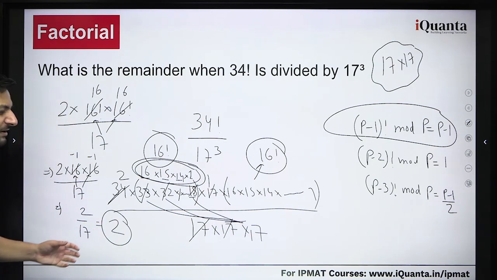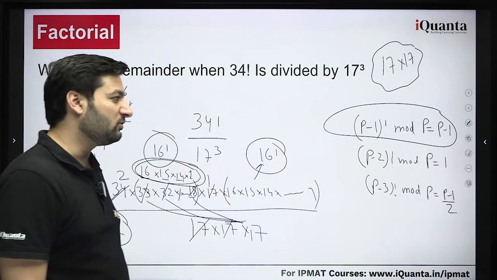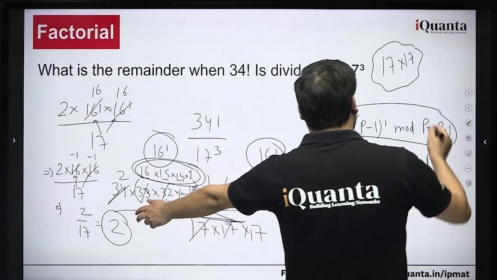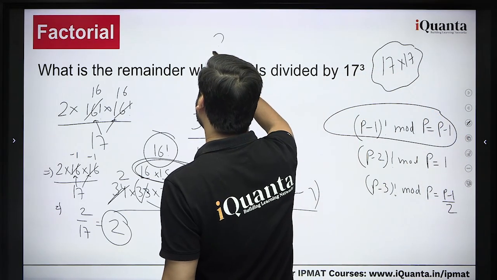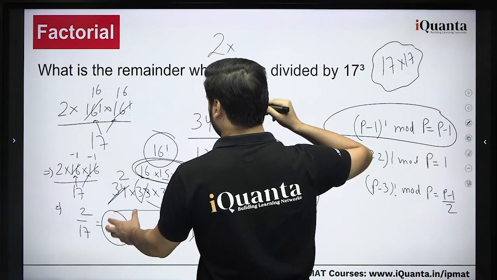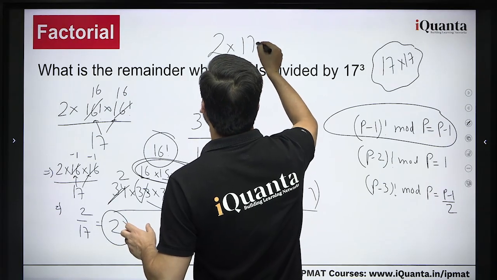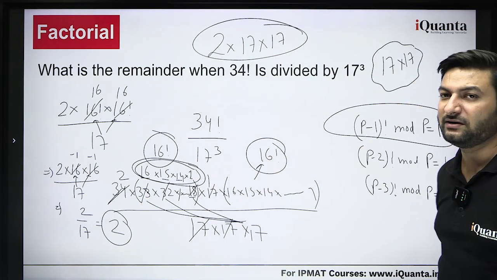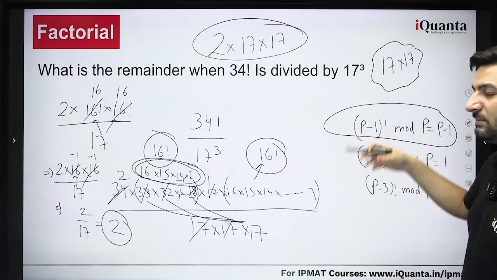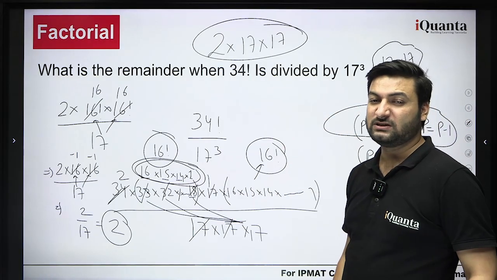The final remainder that I am getting is 2, but it is not the actual remainder. We cannot forget these two 17s that were there. So final remainder will be the remainder I have got right now, and the remaining 2's will be multiplied back because they were cancelled earlier. This will be my remainder when 34 factorial is divided by 17 cube. I hope it is clear. If you have any doubt, comment.